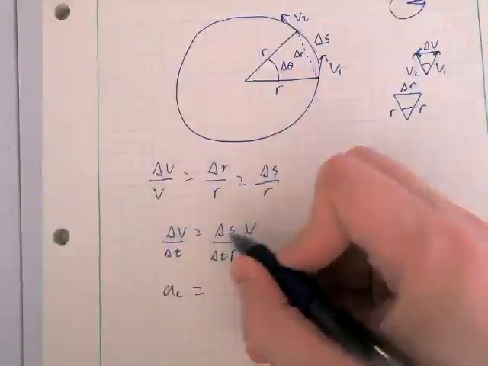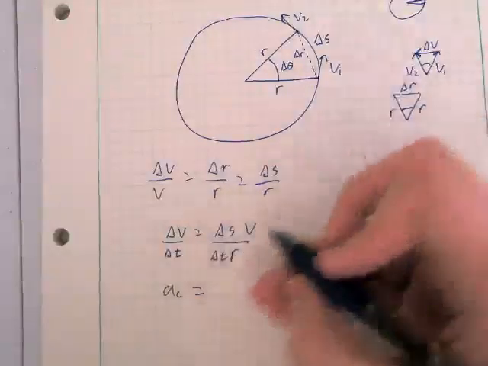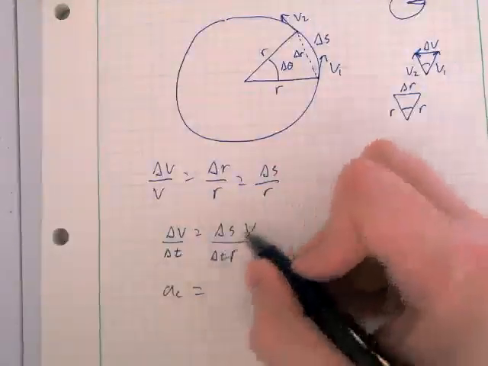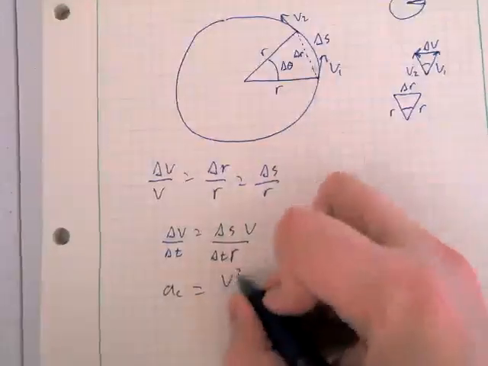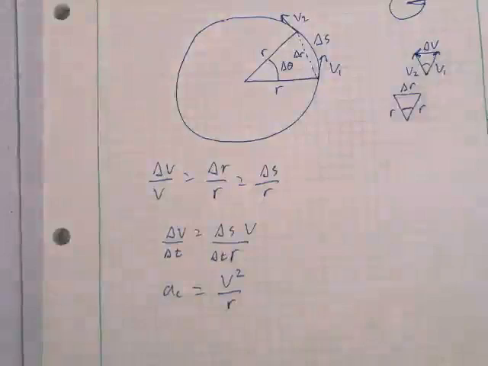So we have a sub c, my centripetal acceleration, this is what we wanted to derive, is equal to what? We have delta s times v over delta t times r. What is delta s divided by delta t? It's also v. So what we end up with is our centripetal acceleration is v squared over r, right? And so this is what the centripetal acceleration is.